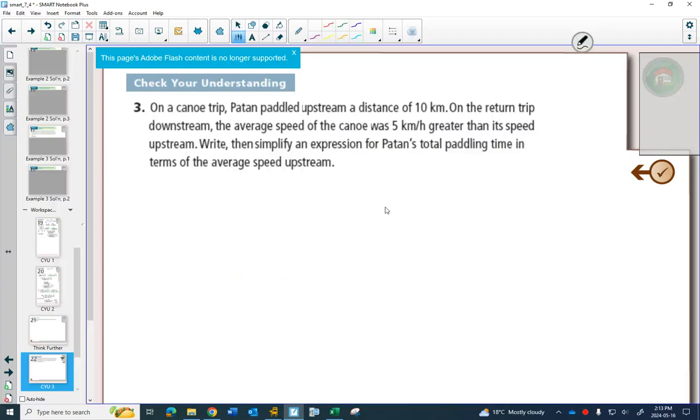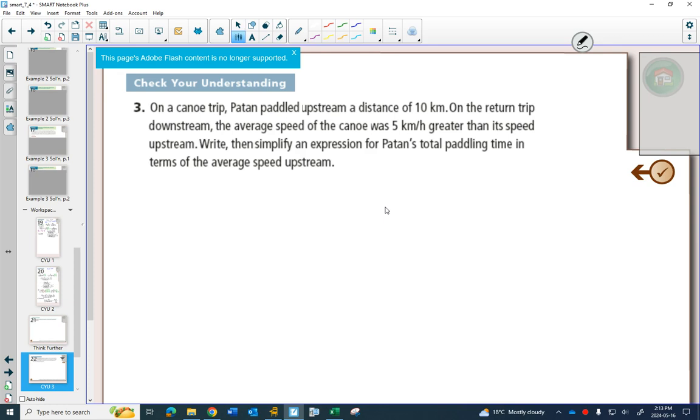On a canoe trip, time upstream, a distance of 10 kilometers. On the return trip downstream, the average speed of the canoe was 5 kilometers greater than its speed upstream. So what I'm going to do for this one is create a bit of a chart of what's happening here.